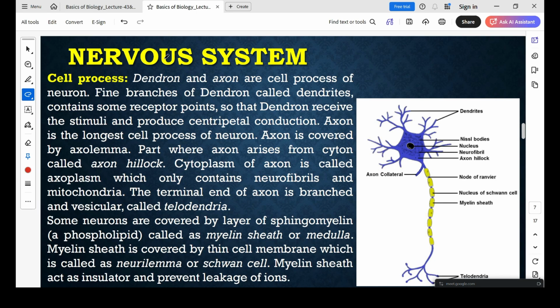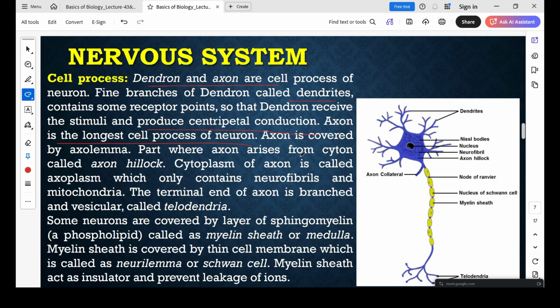Cell processes, which are dendrons and axons, are branches that originate from the cell body. If the branches are even finer, in the case of a dendron, they are known as dendrites. Some of these dendrites have receptor points, so that the dendron can receive the information about whatever stimulus is going on around, and produces a centripetal conduction.